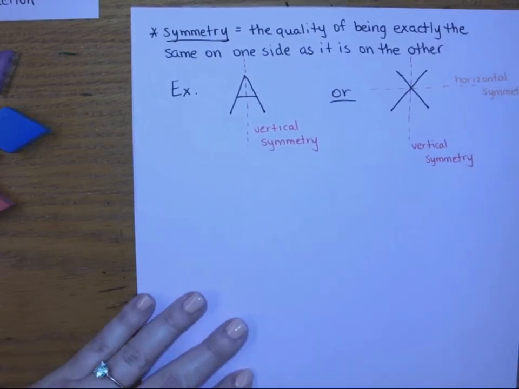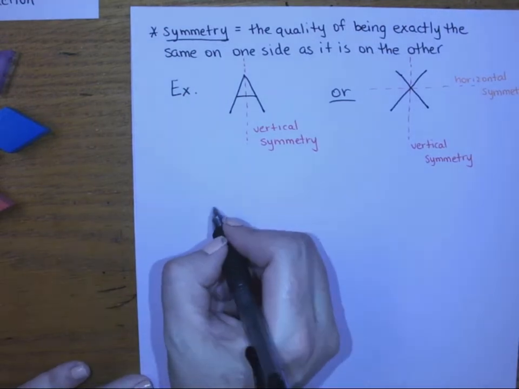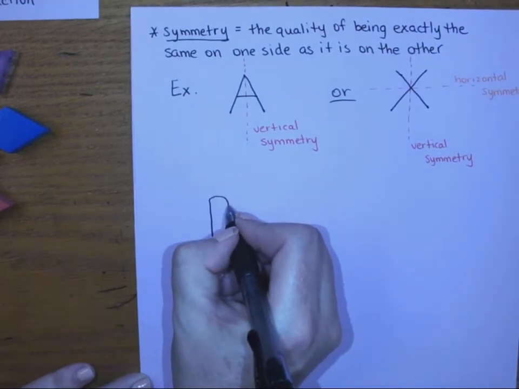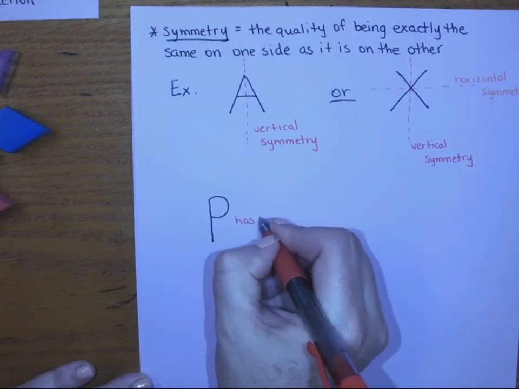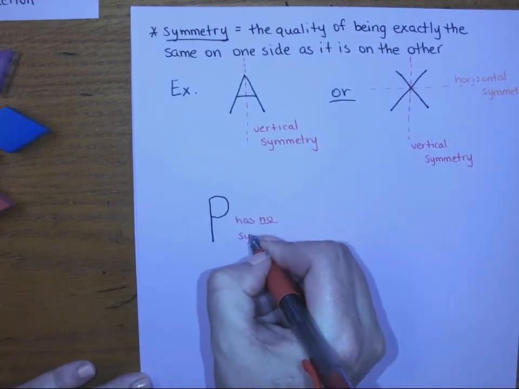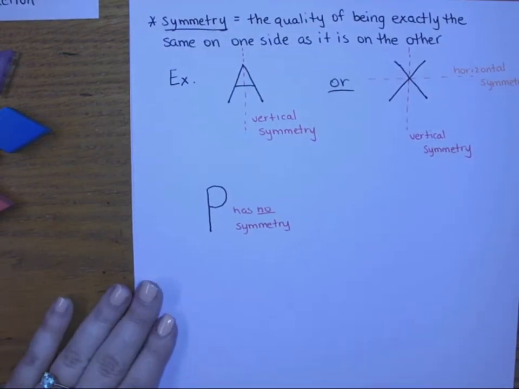Notice some letters of the alphabet don't have any symmetry at all. So if I gave you the letter P, for instance, capital P, notice this has no symmetry whatsoever. There's no line you could draw ever that would cut the figure in half.